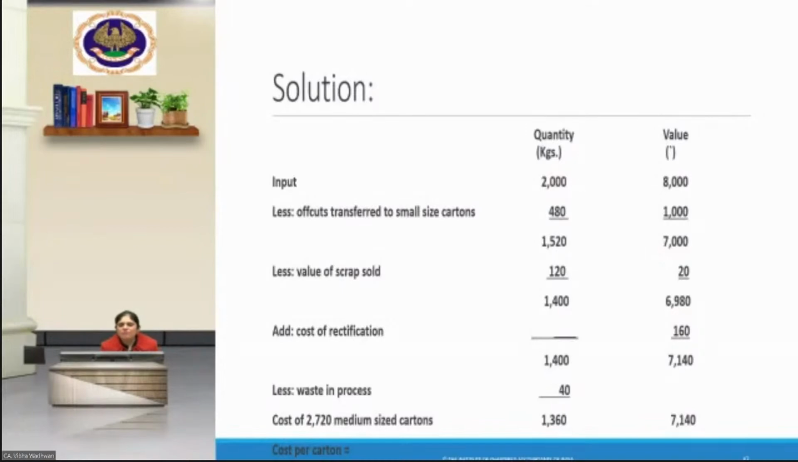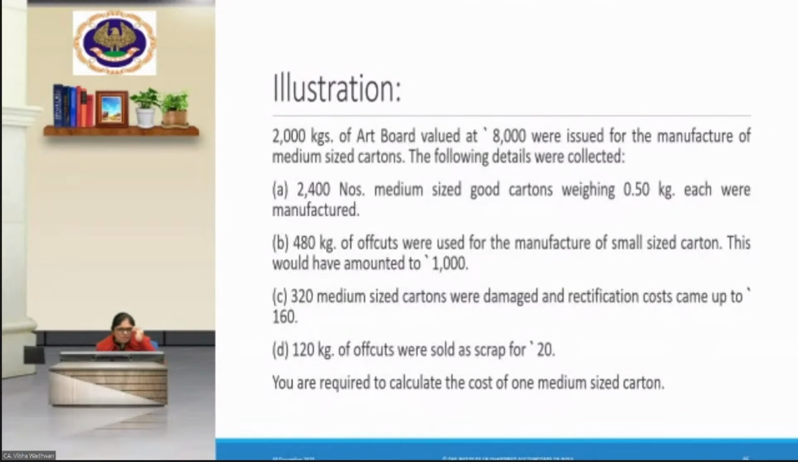So see, we have the quantity of 2000 as input and the value is 8000. Just try to understand the question. See, 2000 kgs of art board valued at 8000 issued. So this is the raw material. 2000 kgs is the raw material, the board valued at 8000. So we have to calculate the cost of medium size carton.